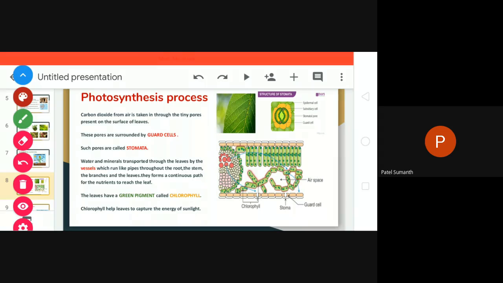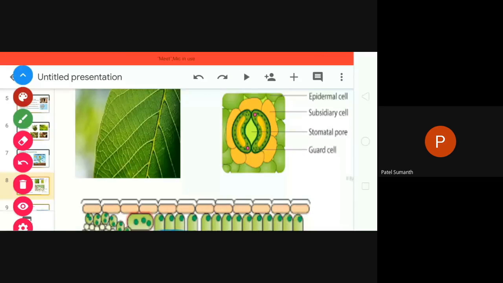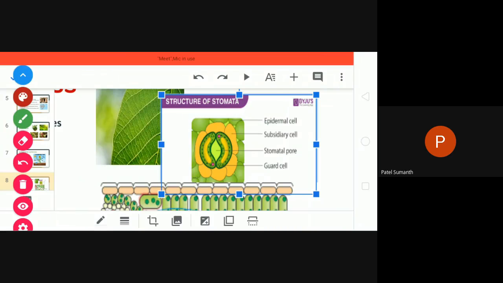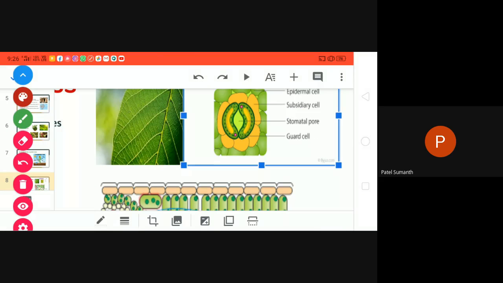Children, if you observe, see here, this is a stomata, which is present on the surface of the leaf. If you observe, this is a hole. From this hole, leaves absorb carbon dioxide and release oxygen, they breathe. Leaves absorb carbon dioxide and release oxygen.